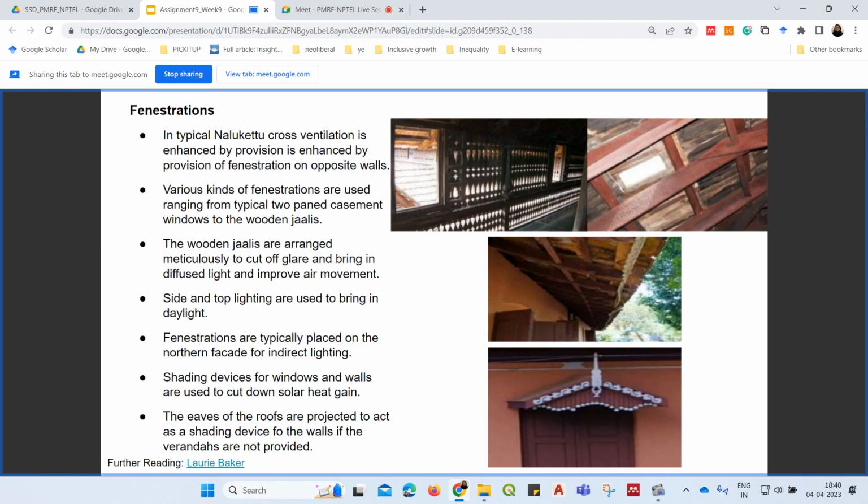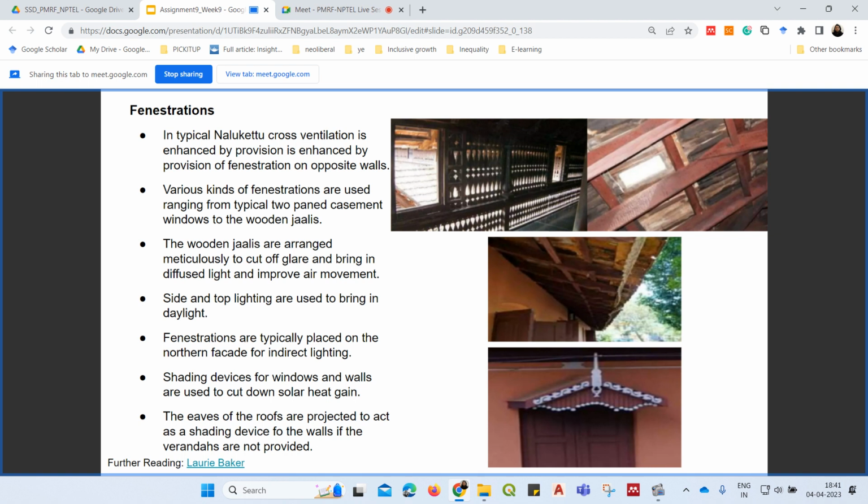Different types of fenestrations are provided, ranging from two pane casement windows to even wooden jalis in these buildings. Wooden jalis are meticulously cut and arranged, not only to reflect the local craftsmanship and traditional architectural style of the area, but also to cut off the glare and bring in diffused light inside the building, and also to improve air movement through the building.